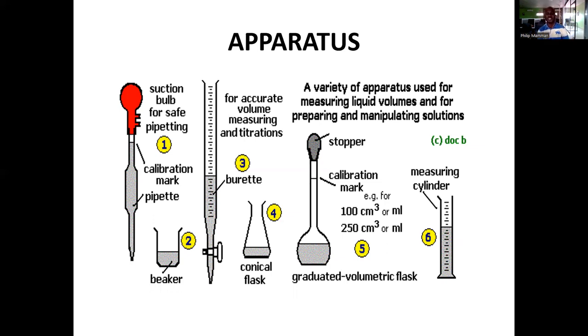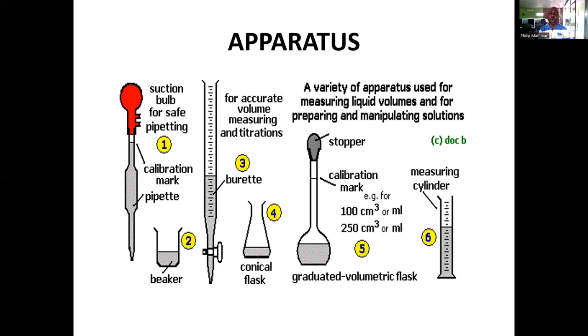Number two is your beaker. Your beaker can be of different sizes. Usually your beaker is used to carry your acid and your base. Then number three is your burette. Yes, do you hear me say burette? Of course, it's burette. You can see your burette. Your burette is used to hold your acid or your oxidizing agent when it is a redox titration. But when it is an acid-base titration, it is used to hold your acid. Then you have your conical flask where you measure your base using your pipette and transfer into the conical flask.